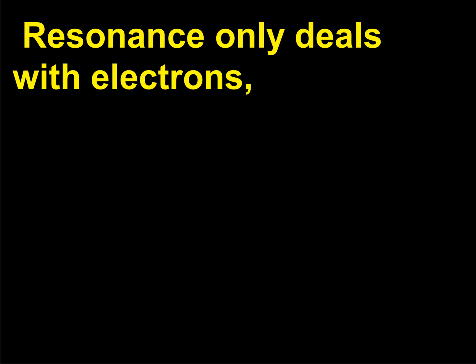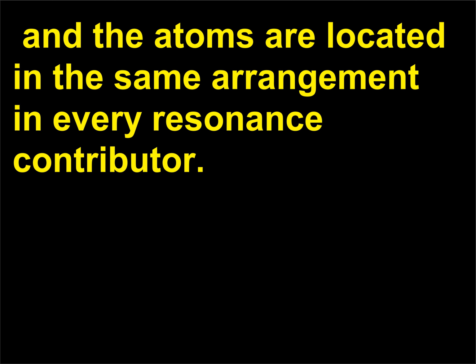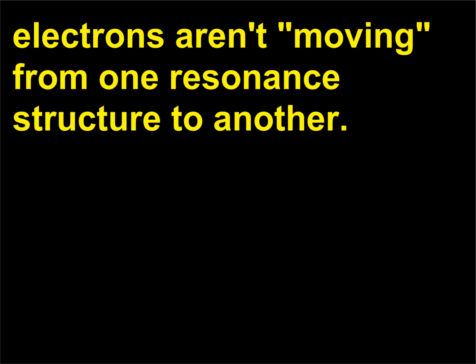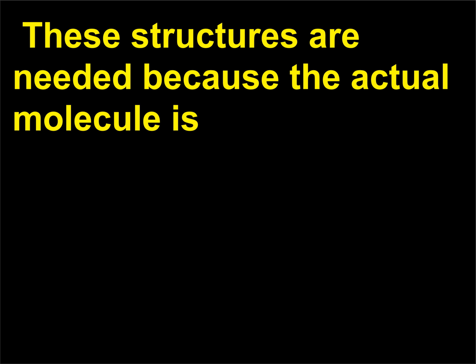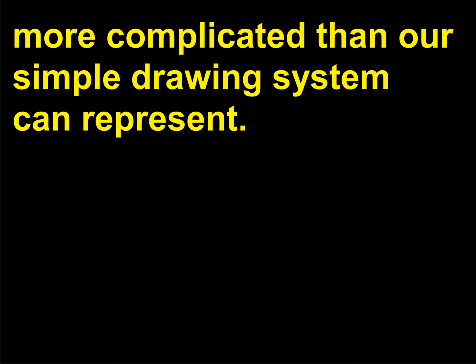Resonance only deals with electrons, and the atoms are located in the same arrangement in every resonance contributor. This is important, and makes sense if you remember that the electrons aren't moving from one resonance structure to another. These structures are needed because the actual molecule is more complicated than our simple drawing system can represent.